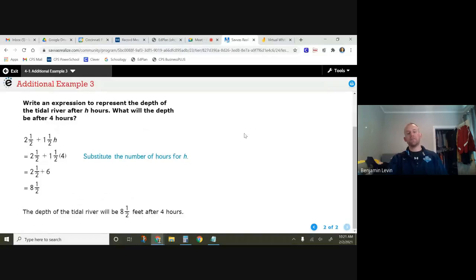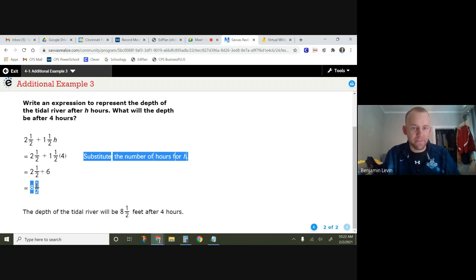It's going to show us exactly the same thing. They set up the equation. 1.5 times H is the distance the river rises, right? In this case, it's 4 hours, which means it rises 6 feet. We add the original 2.5, we get 8.5.